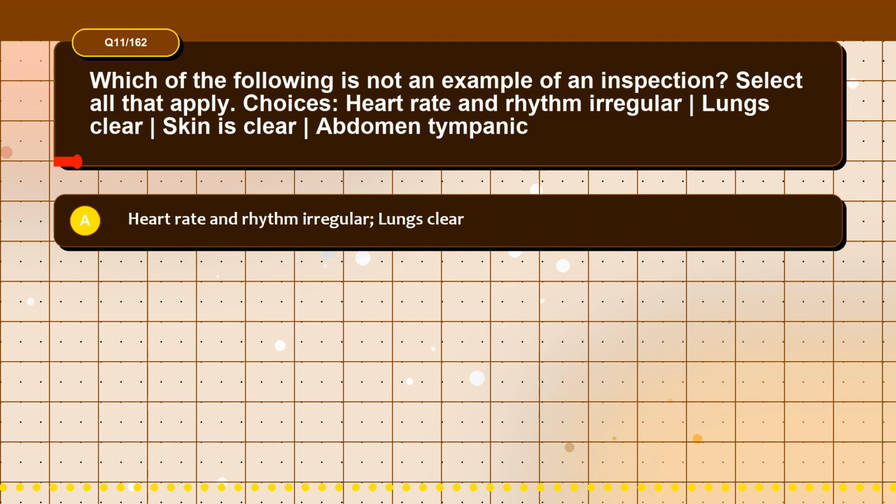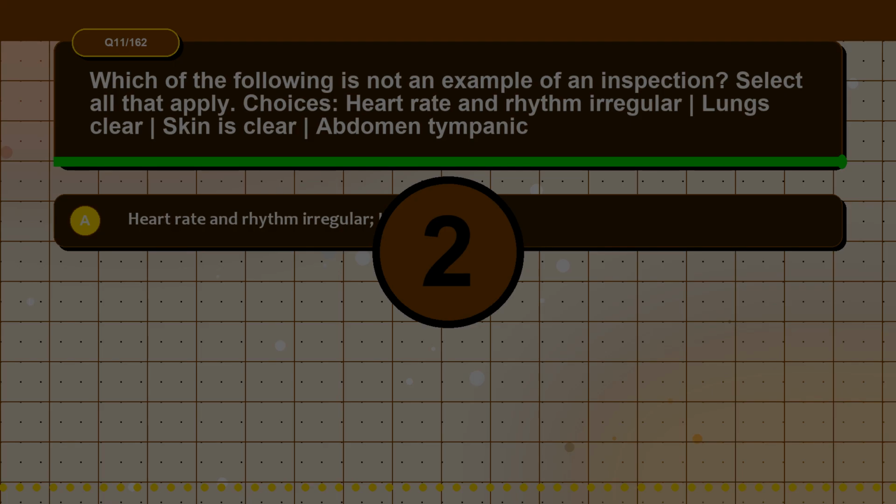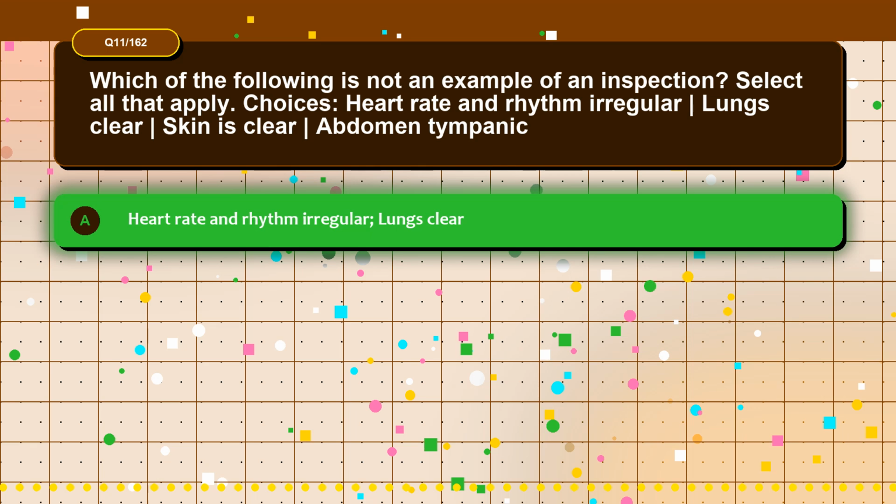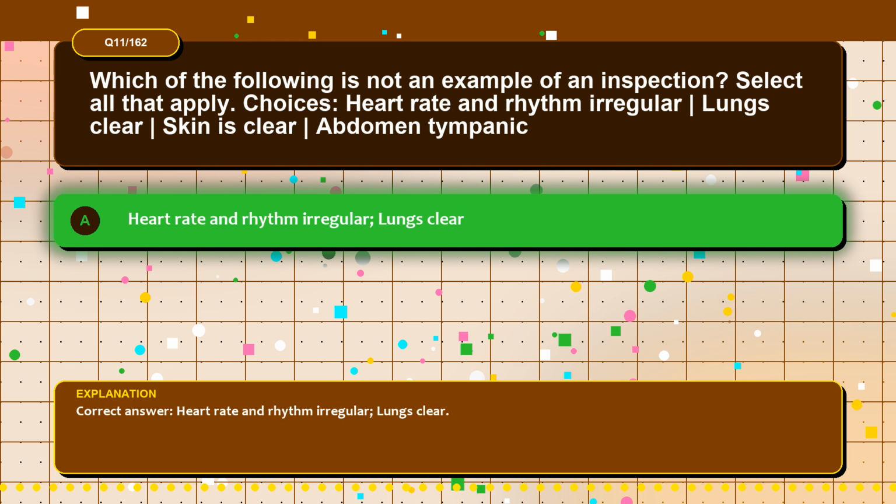Question 11. Which of the following is not an example of an inspection? Select all that apply. Choices: heart rate and rhythm irregular, lungs clear, skin is clear, abdomen tympanic. Here are the options. Option A, heart rate and rhythm irregular, lungs clear. The correct answer is option A, heart rate and rhythm irregular, lungs clear.